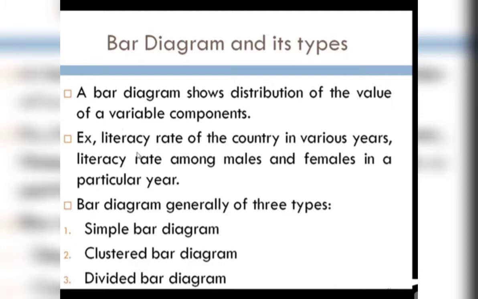It is the literacy rate of the country in the various years, literacy rate among male and female we are able to show in particular years. So accordingly, if in one variable there are two sub points also, then also you are able to show it with the help of the bar diagram. So bar diagram we can say is generally of 3 types, that is the simple bar diagram, cluster bar diagram and the divided bar diagram. Accordingly we will see all those 3 diagrams.